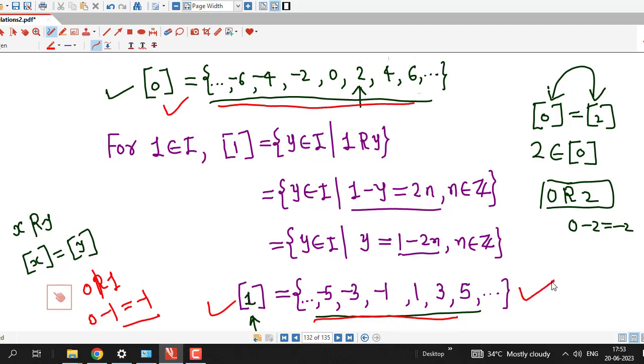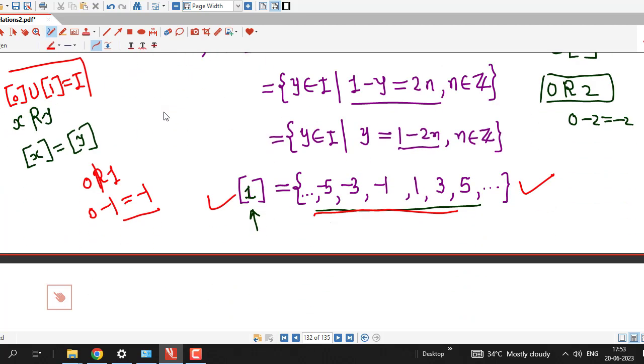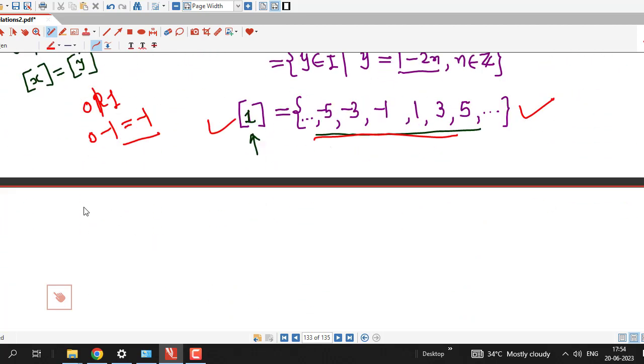Here we have odd integers, here we have even integers. And if we take their union, then we will obtain the set of integers. The union of these two equivalence classes is nothing but the set of integers. So these two are the required disjoint equivalence classes.